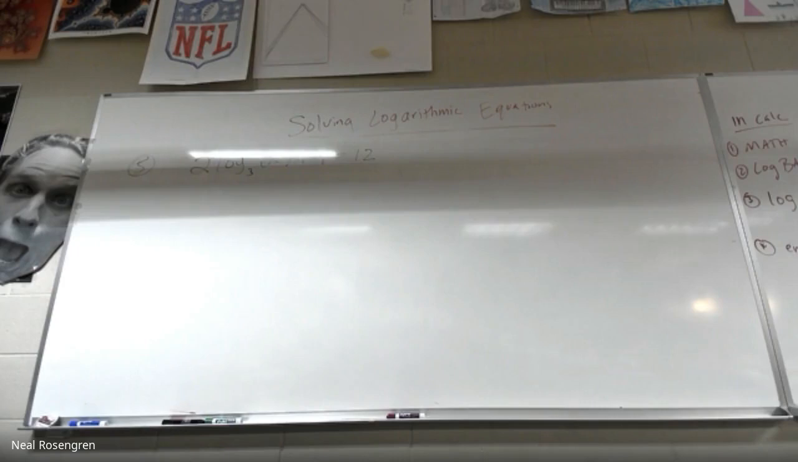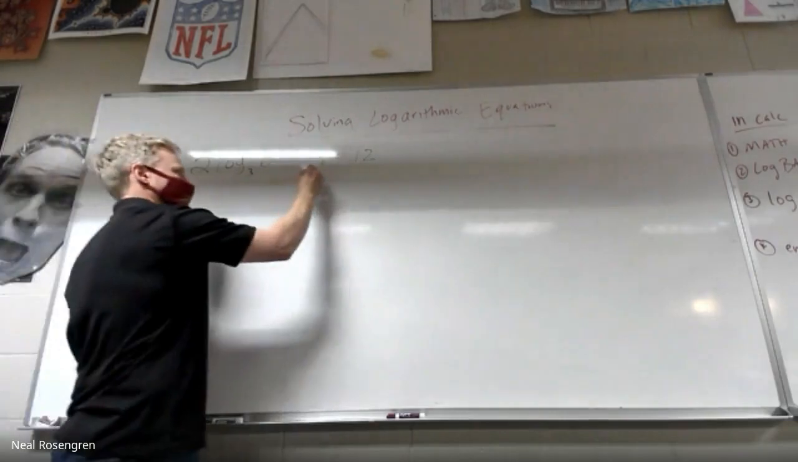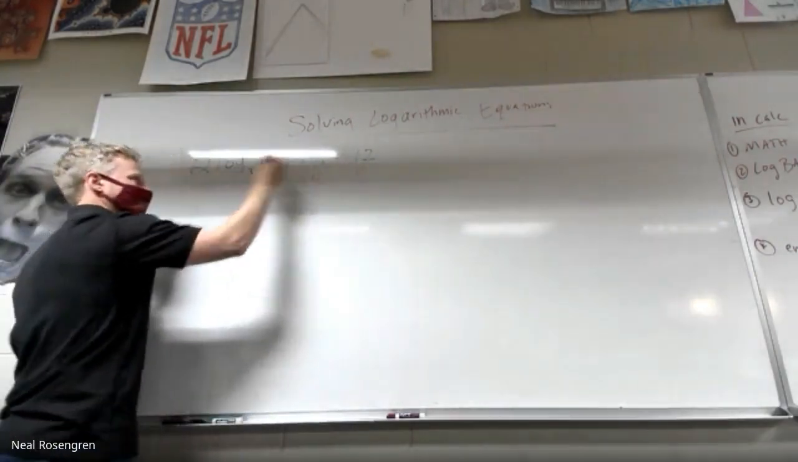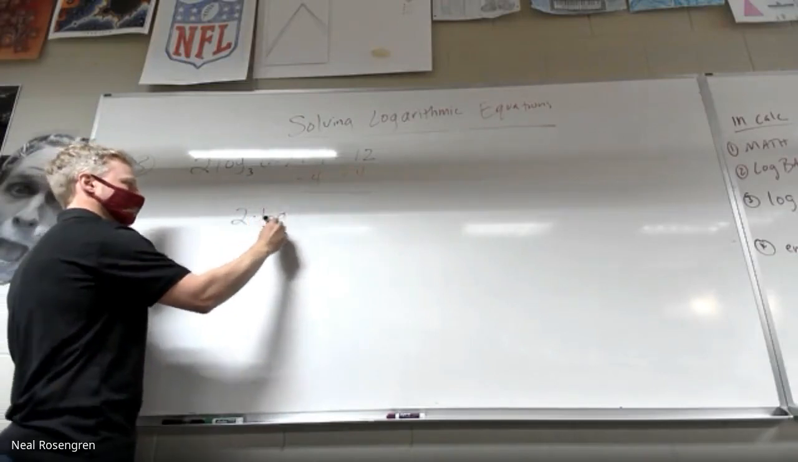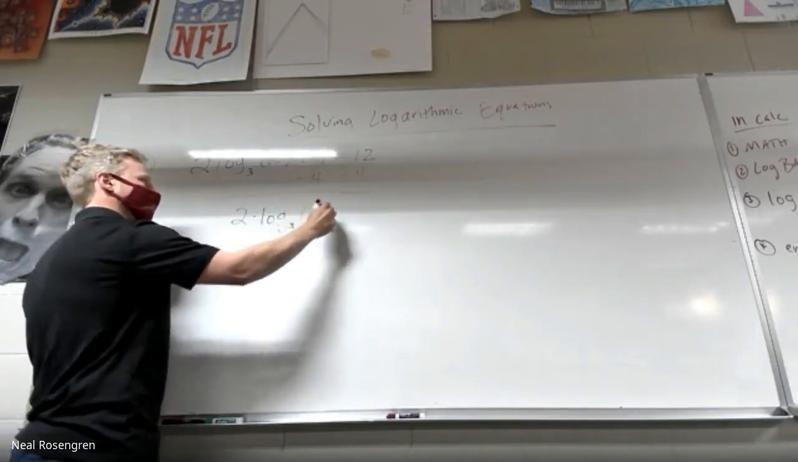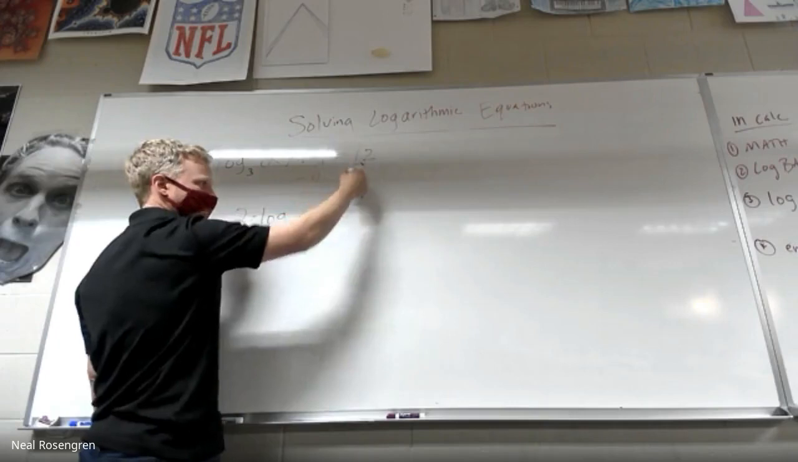So what do you think? What should we do first? Kind of start moving some stuff around. -4. Yeah, right? Just like we always have. Oh, I got +4. Let me do the opposite. -4 on both sides. Those will cancel out there. I didn't touch any of this. I'll just bring this down. 2 times log base 3 of x equals 12 minus 4 is 8.